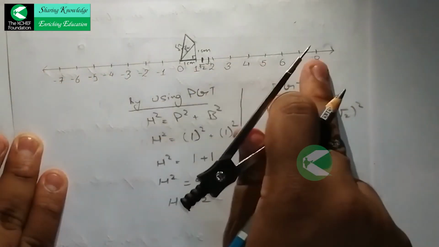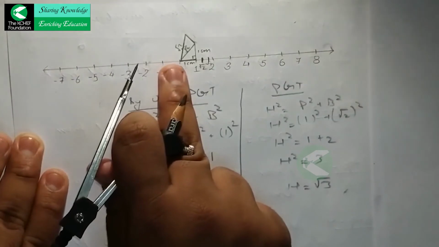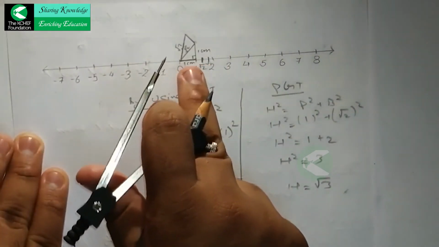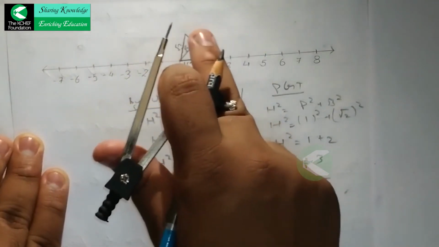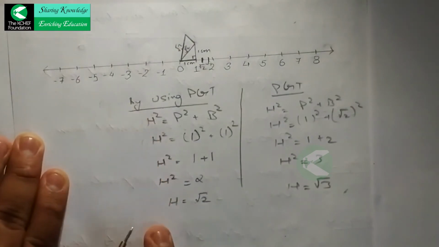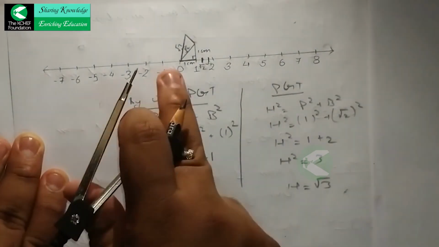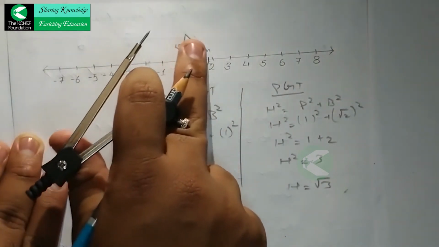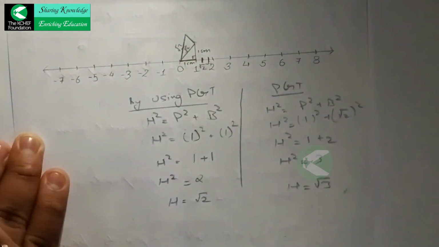You need to put a number line, then draw a line from 0 to 1 and a perpendicular line of 1 centimeter over here. Then you need to join these 2 points, and its length is root 2, which we came to know from this Pythagoras theorem. And we'll open the compass to this length and mark an arc over the number line, and that point will be root 2.